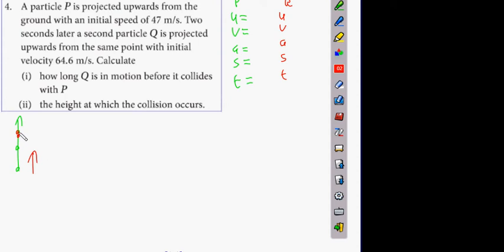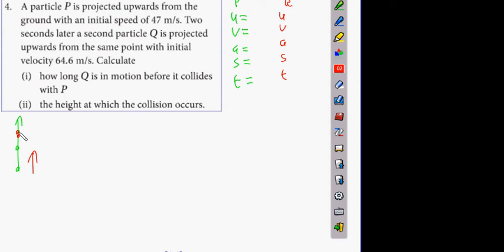We have to figure out what the scenarios are here, guys. Scenario A is that it catches it on the way up. Scenario B is that P is on its way back down as the other one's still on its way up. So there are 2 scenarios. Haven't got a clue which one it is yet, nor do I need to really know which one it is.